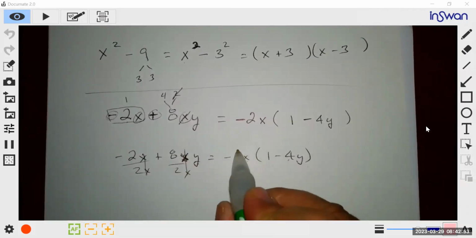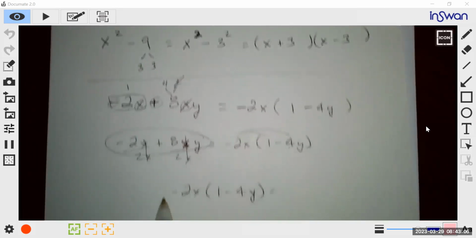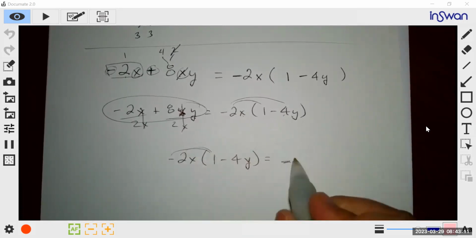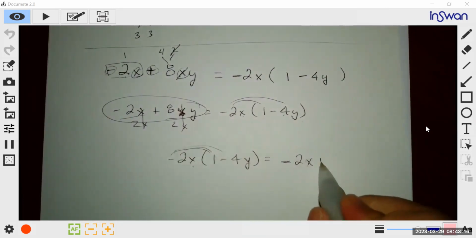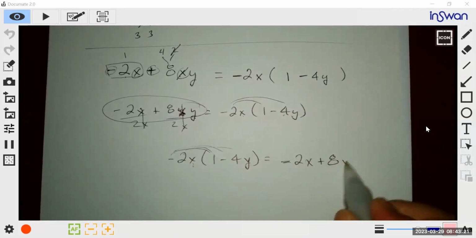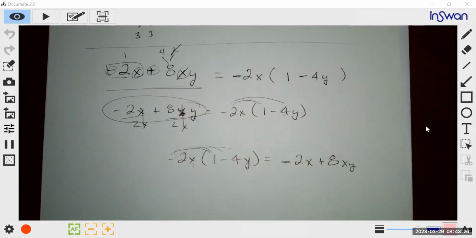And you can check your answer. Multiply these two together, and you'll get that answer. Negative times positive is negative. 2 times 1 is 2x. Negative times negative is positive. 2 times 4 is 8. x times y is xy. And that's exactly what we wanted to find. So we know this is the proper factor.